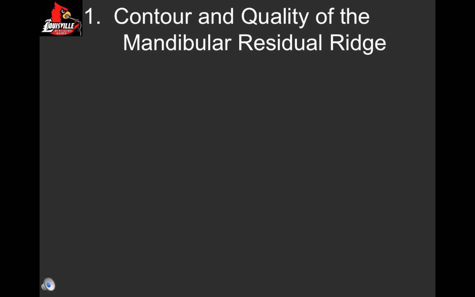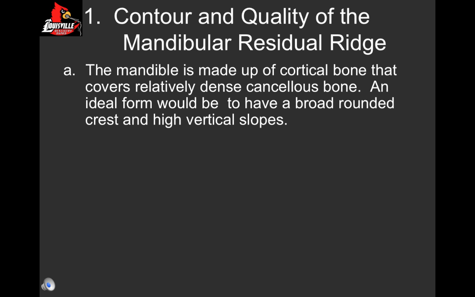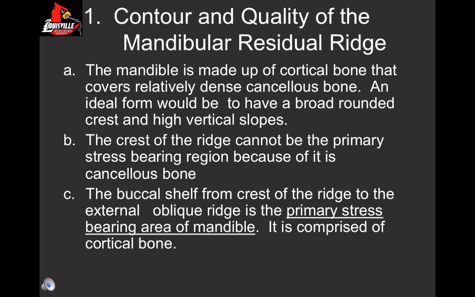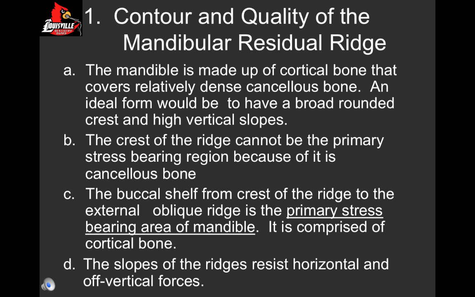As to the quantity, quality, and contour of the mandibular residual ridge, it is made up of cortical bone that covers relatively dense cancellous bone. An ideal form would be a broad rounded crest and high vertical slopes. The crest of the ridge cannot be the primary stress-bearing region because of its cancellous bone makeup. The buccal shelf from the crest of the ridge to the external oblique ridge is the primary stress-bearing area of the mandible because it is comprised of cortical bone. The slopes of the ridges resist horizontal and off-vertical forces.